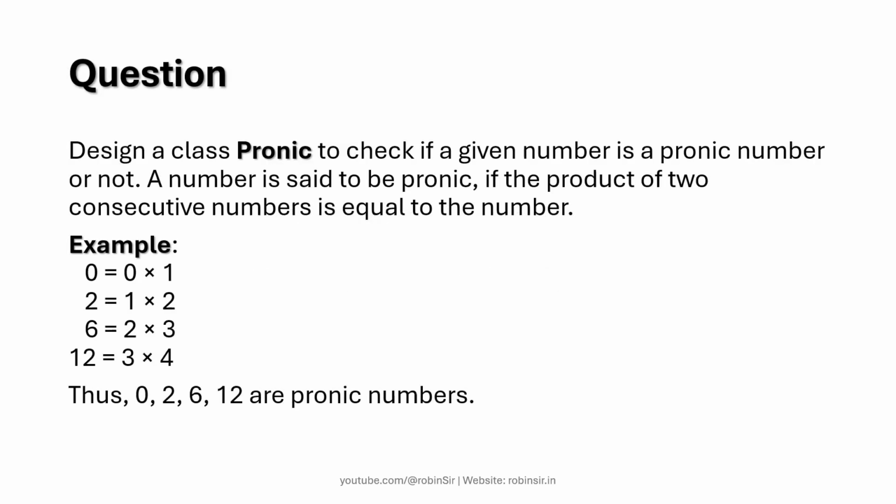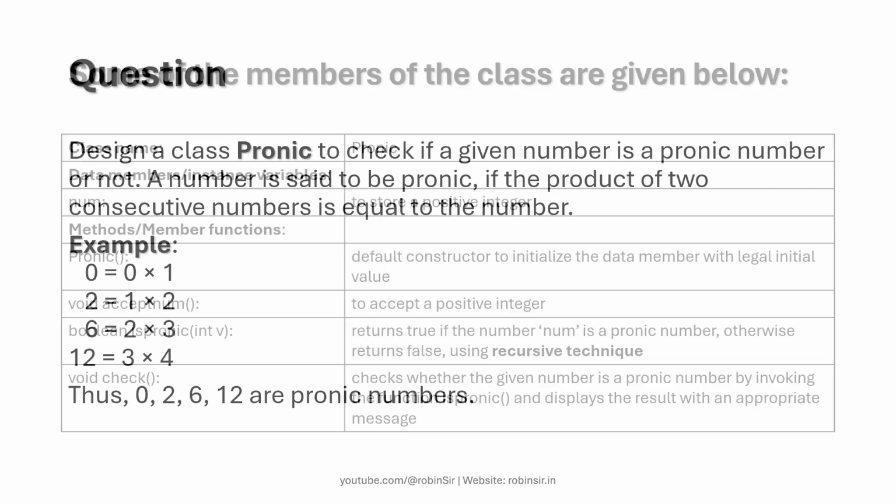According to the question, we have to design a class Pronic to check if a given number is a Pronic number or not. A number is said to be Pronic if the product of two consecutive numbers is equal to the number. So here are some examples. You can see the product of two consecutive numbers results in 0, 2, 6, 12 and so on. So 0, 2, 6, 12, these are our Pronic numbers.